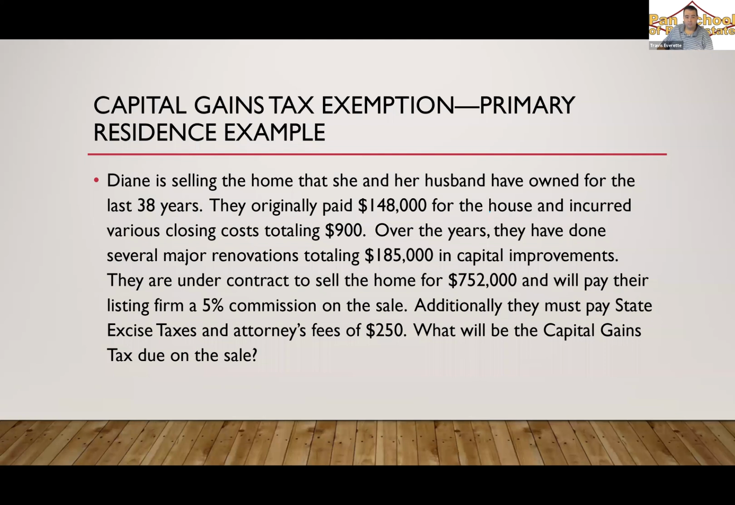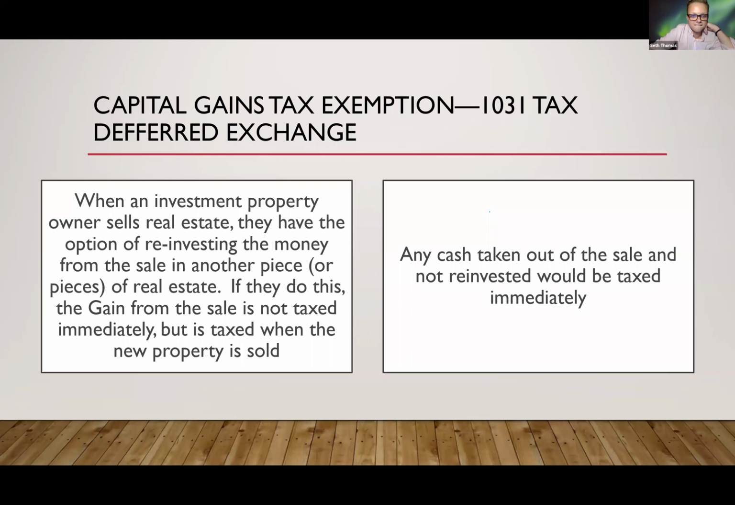It's just they're exempt from paying the tax because it says that they're selling the home that she and her husband have owned for the last 38 years. So unless their gain is more than, she and her husband, how much gain would they have to have to owe any capital gains tax on this property? $500,000. They have to have more than a $500,000 gain. That's exactly right.